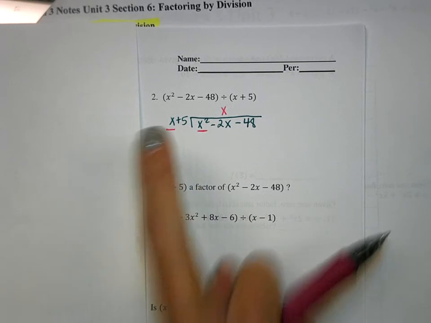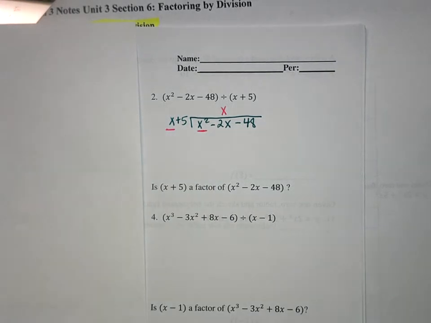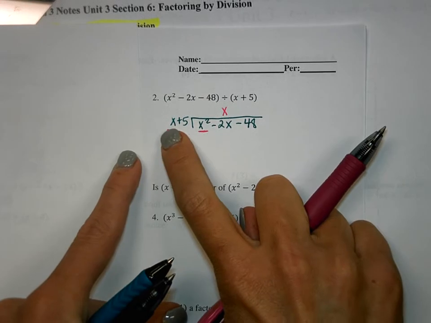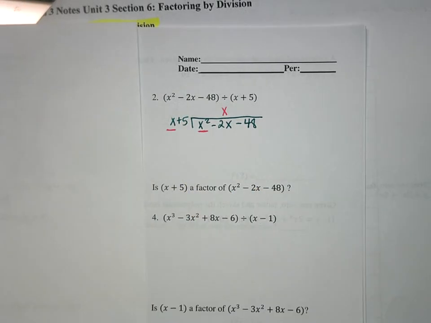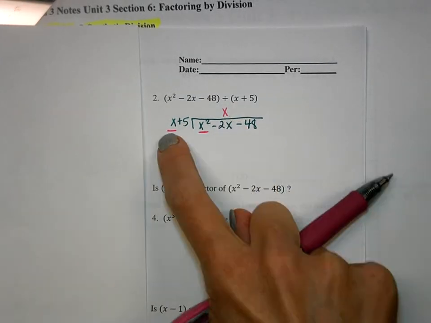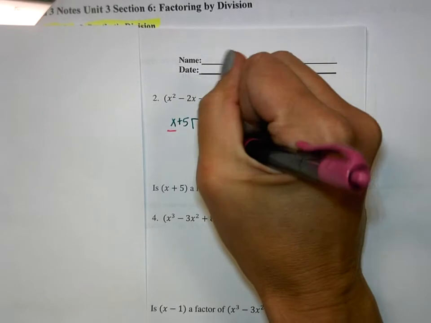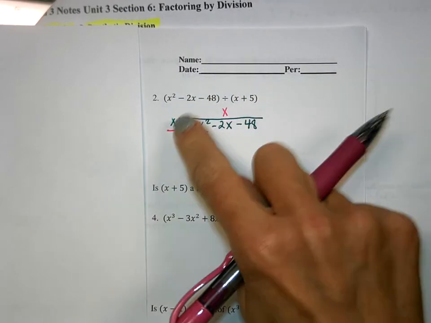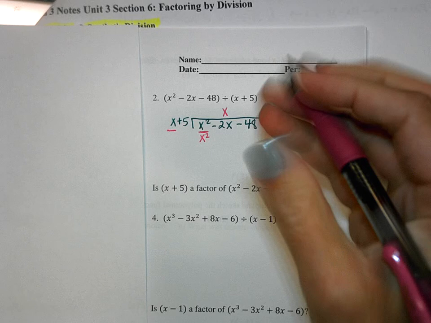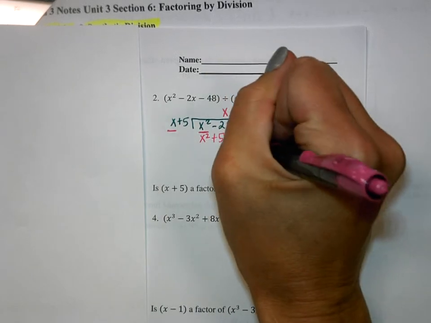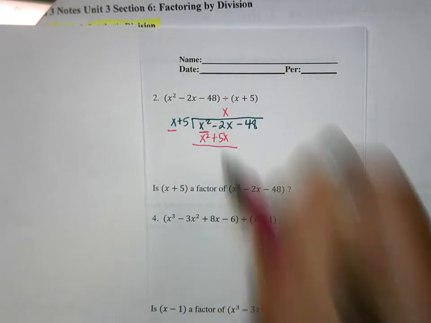So we're taking this x and we're multiplying it to each of these terms. Okay, when we were doing long division, there was only one term to multiply by, but here, because this has x plus 5, we have to multiply it to both pieces. So, x times x is x squared, and x times 5 is 5x. Let me draw our line.